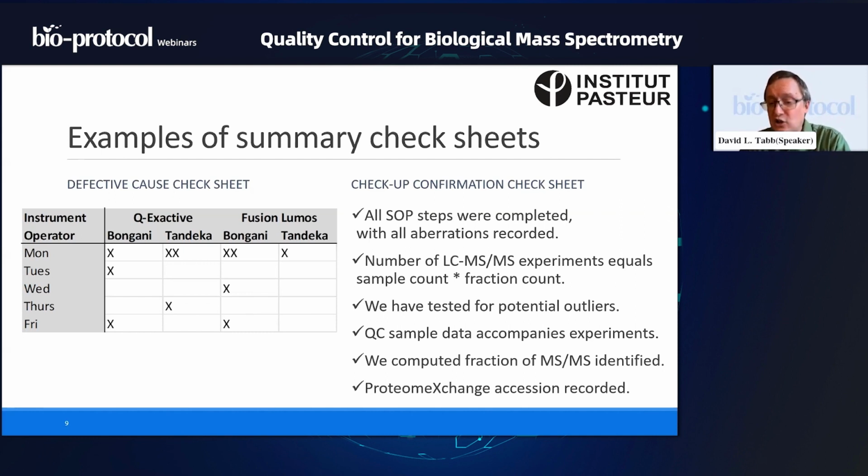Were all SOP steps completed? Did we record all aberrations against those SOPs? All places where people didn't follow the SOP completely? That's an important thing to track for these experiments. And it is important to realize that sometimes we don't follow the rules exactly for real reasons, and tracking those is also important.